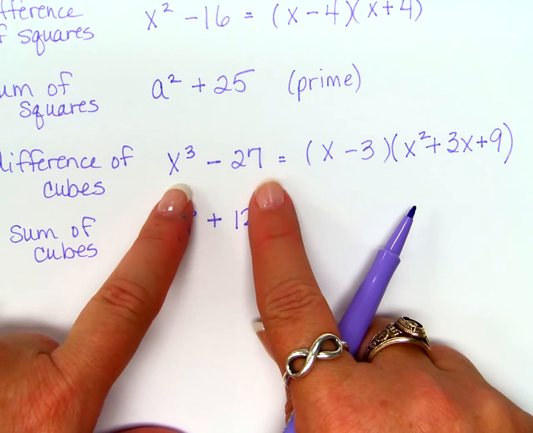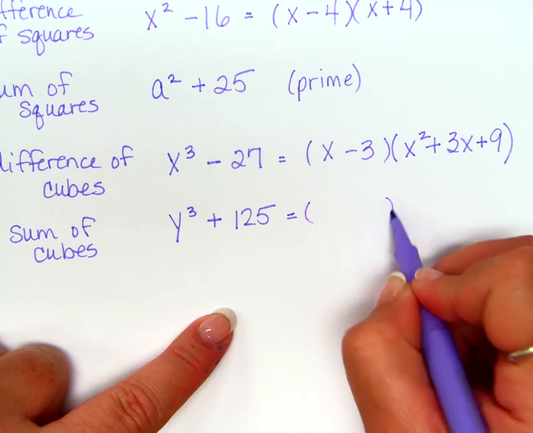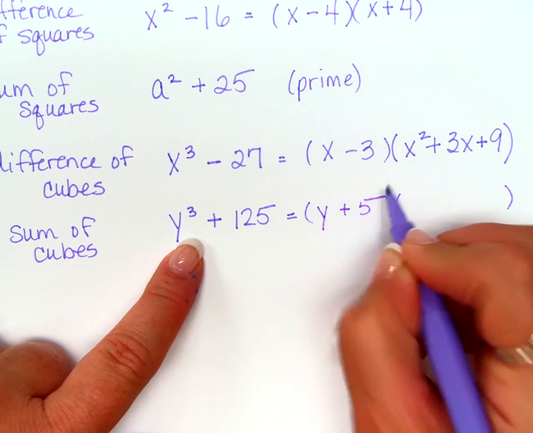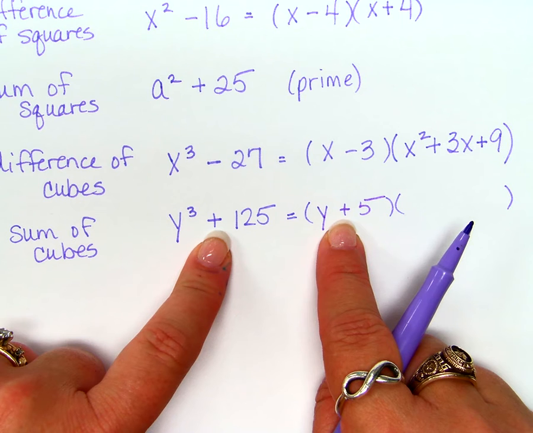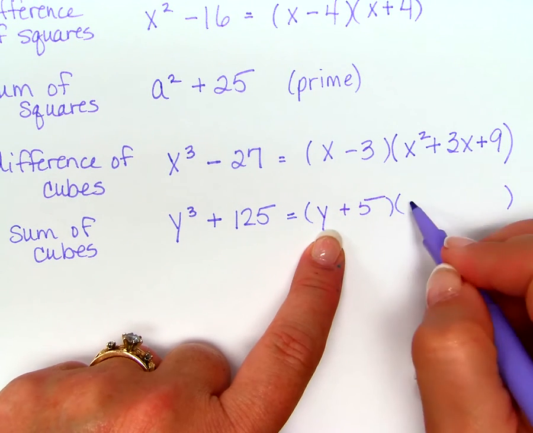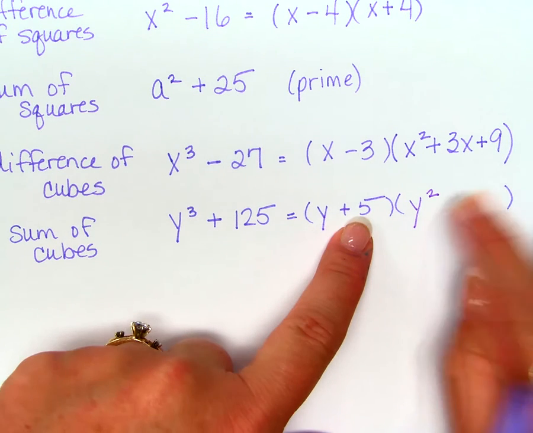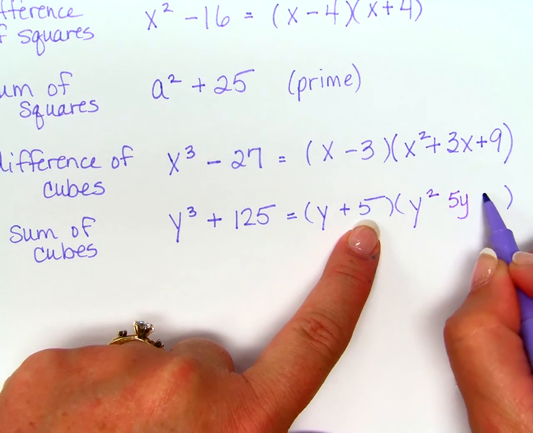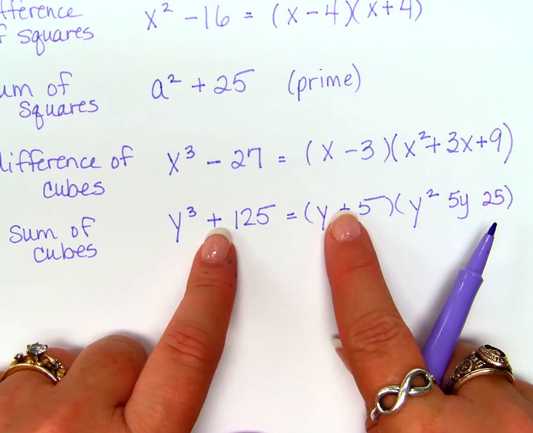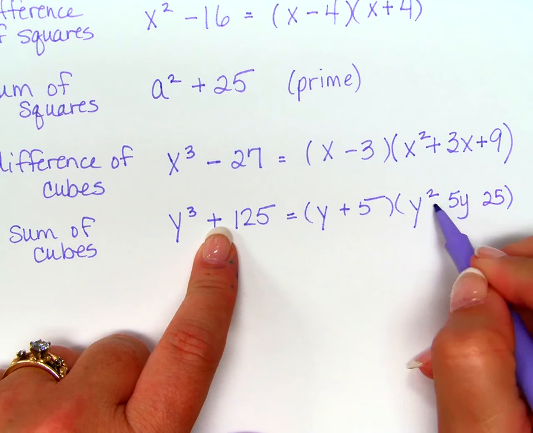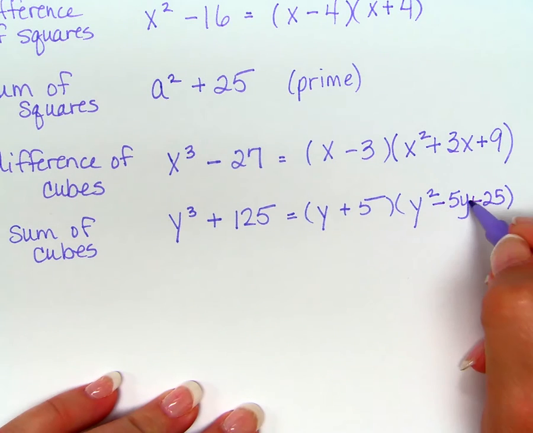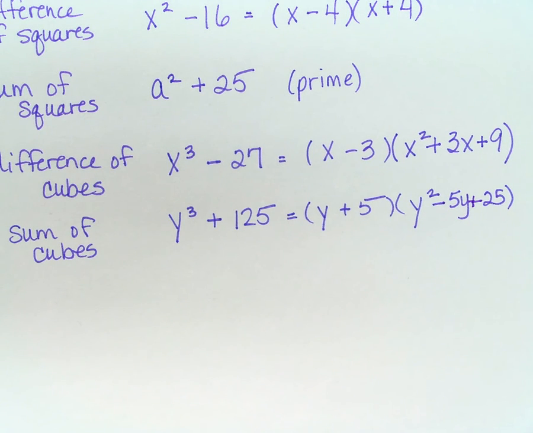Well, the way I taught you, it's the same pattern as this one, right? I need a binomial and I need a trinomial. The binomial is the cube root of each one of these with the same sign as our problem. In the trinomial, it's the first term squared, then the first times the second, then the second squared. The pattern is the same as this up here. The first sign is the sign in the problem. The next sign is opposite. The last sign is always plus. Okay? Remember that?